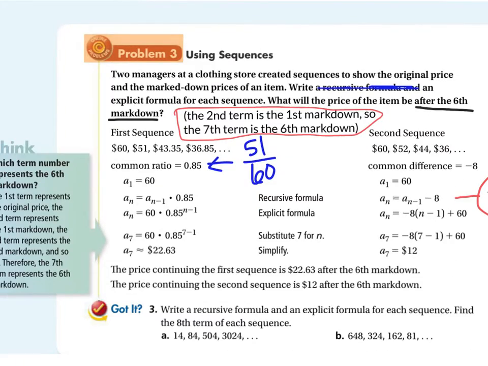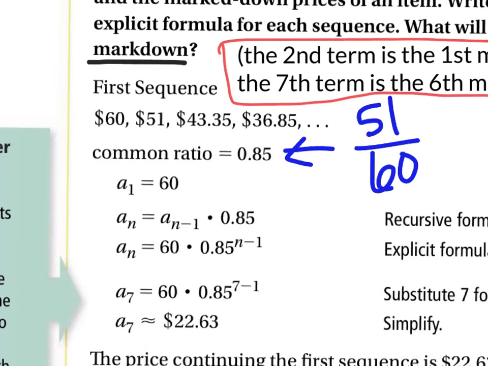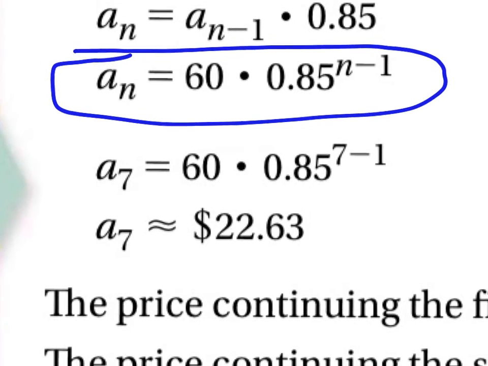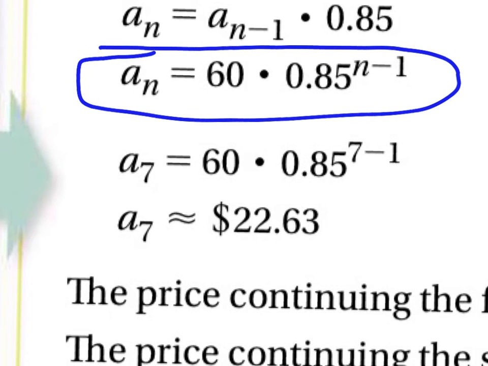So the first sequence, you can see it was $60, then 51, and so on. So if you do 51 divided by 60, you get 0.85. 0.85 is our common ratio then. So this would be our formula for this one. And then since we're finding the 6th markdown, which is the 7th term, we're putting a 7 in place of n. We work that out, and we get $22.63.